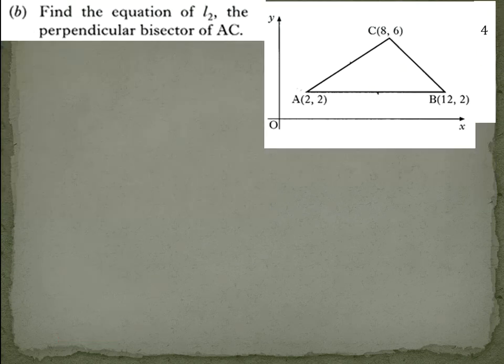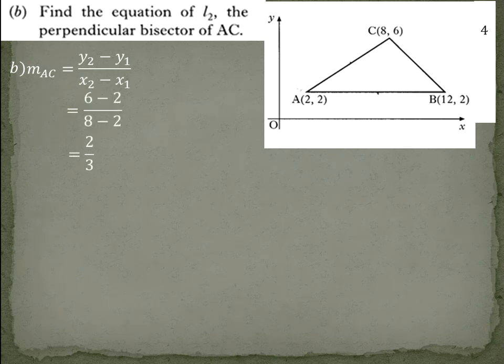Now, part B, find the equation of L2, the perpendicular bisector of AC. This is where it's different. This one has given us 4 marks. That suggests there's going to be a good bit of working, and this is going to be more like the traditional perpendicular bisector question. So, to find a perpendicular bisector, it crosses at the midpoint and it's at right angles. So we need to find the midpoint of AC, and we need to find the gradient of AC to be able to use perpendicular gradients to find the perpendicular bisector. So find the gradient of AC.